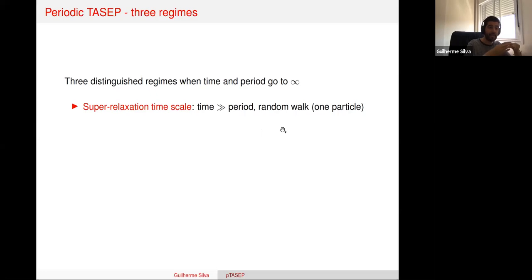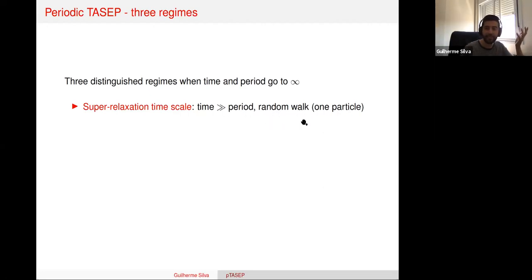So that means that there is already enough time so that the first particle has hit the last particle, and more particles have come all together, and all the particles are highly correlated. In some sense, you can even imagine that in that regime, all the particles are in such a rigid correlation that they all move together. So they more or less look like one very big particle. And this is what's called the super relaxation time scale, corresponding to time much larger than the period.